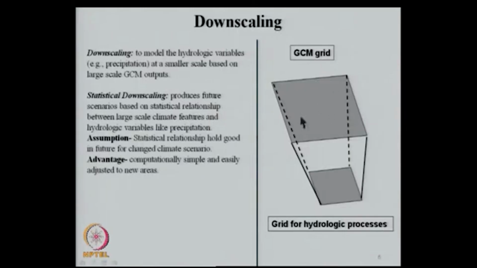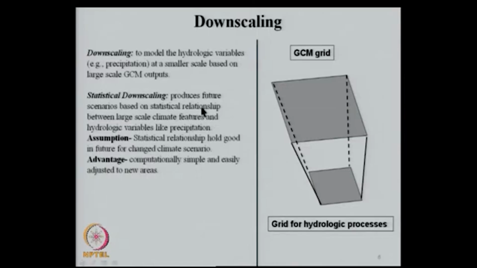There are two major ways of doing downscaling. One is called dynamic downscaling, another is called statistical downscaling. The dynamic downscaling is beyond the purview of the hydrologists. In dynamic downscaling, they actually develop regional climate models, which take the boundary conditions from the global climate models, and therefore, for a given GCM you develop a regional climate model for a particular region. However, that is beyond the scope of hydrologists. So, we adopt what is called statistical downscaling.